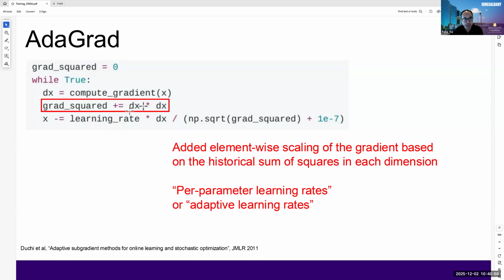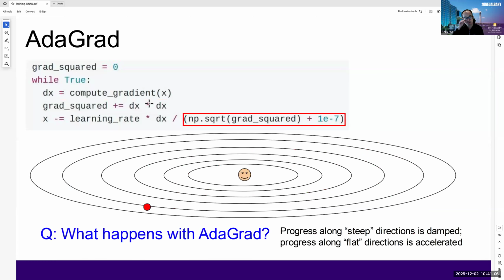I also want to emphasize that this dx times dx is an element-wise product. We are not taking any inner product of the gradient; we are taking the element-wise product here. And of course we need to add something like 10 to the minus 7 to ensure this whole thing doesn't go to 0. If this goes to 0, we have an issue here.